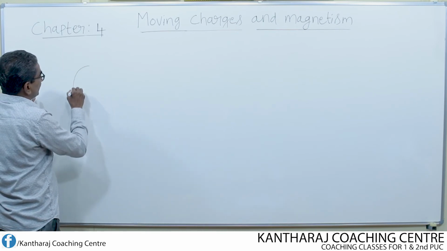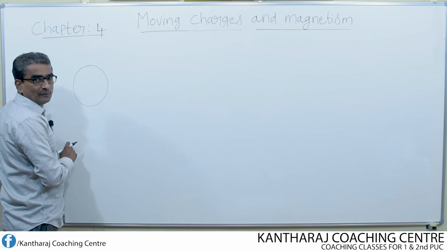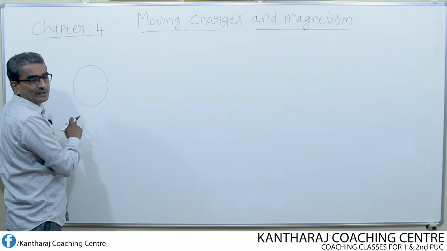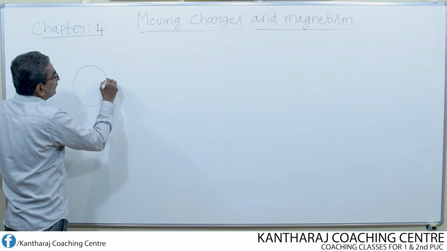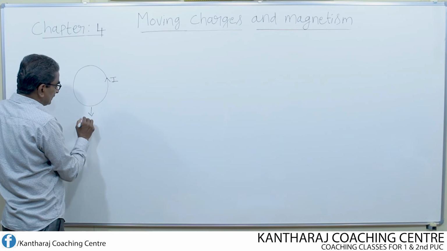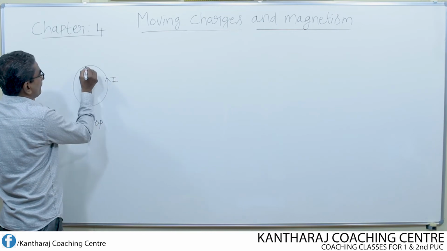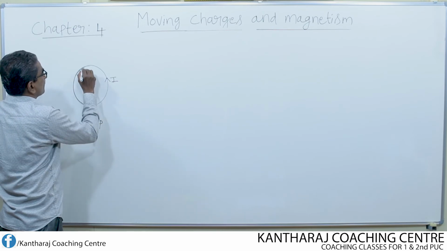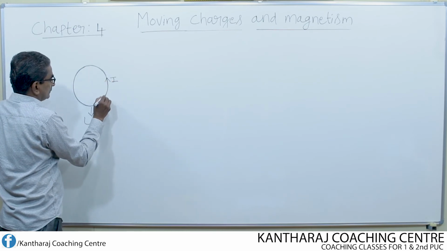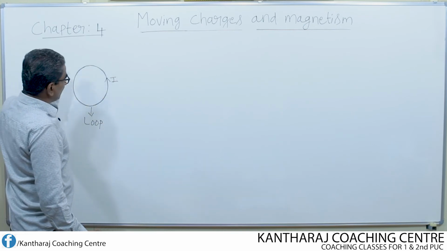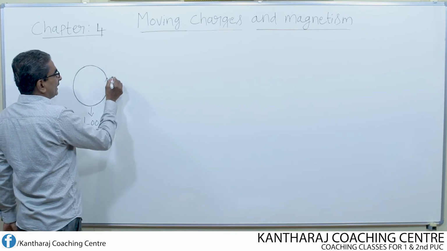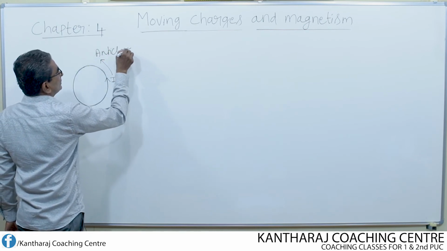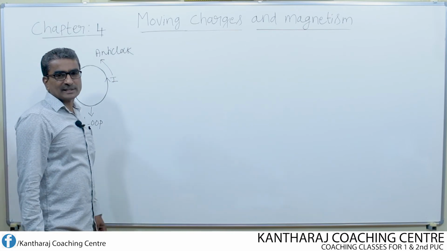If this is the circular coil or loop of wire, loop means only one round, coil means having several number of turns. Let us consider this as a loop. Suppose the current flows in which direction? It is flowing anti-clockwise. Then, how will be the direction of magnetic field?